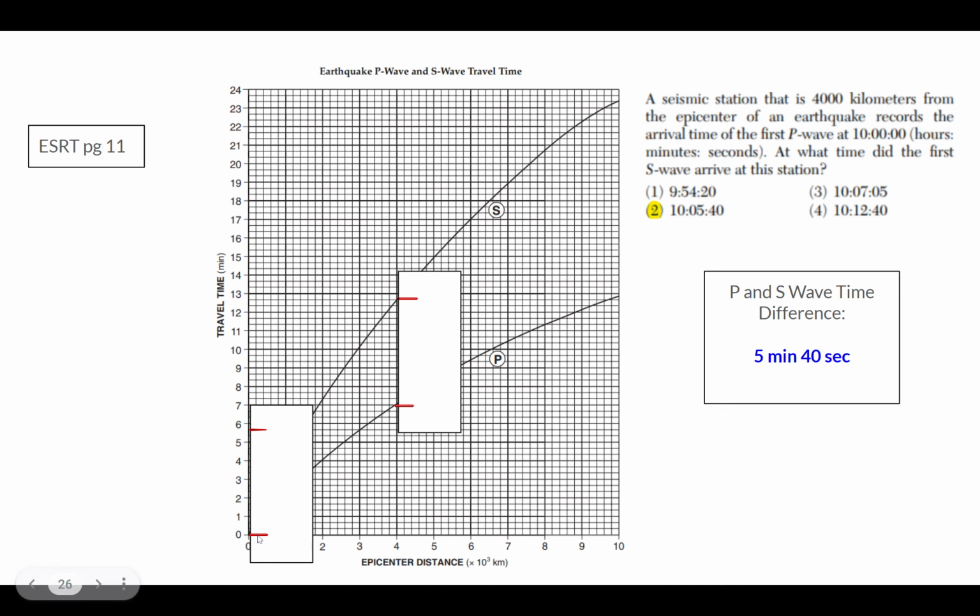So I'm gonna put one of my marks at 0 and see what my other mark is, and notice that my time difference between the P and S wave at 4,000 kilometers is around 5 minutes and 40 seconds, because each of the small increments are 20 seconds. So now that I know that my P and S wave time difference is 5 minutes and 40 seconds, if my P wave arrived at this time, my S wave must have arrived 5 minutes and 40 seconds later, because the S wave is slower, S for slower. So that's why my correct answer is 2. S wave arrived at 10 hours, 5 minutes, and 40 seconds. I'm just adding 5 minutes and 40 seconds to the P wave arrival time.